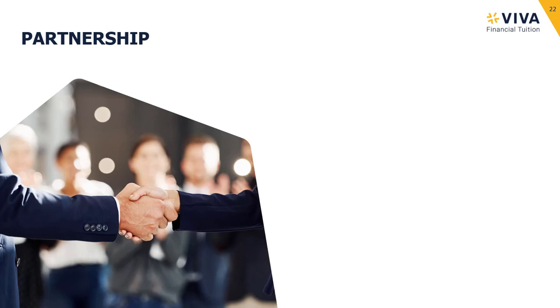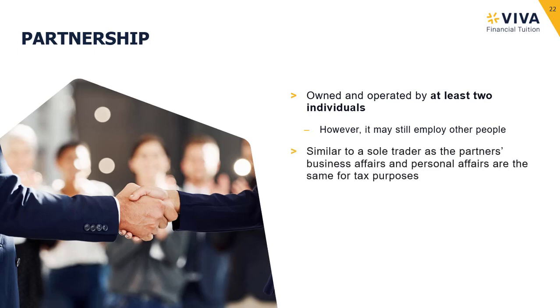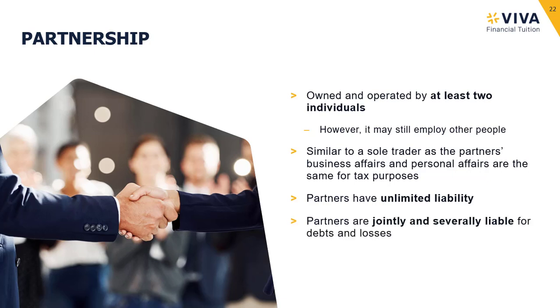If we compare that with a partnership, there's not a lot of difference. A partnership is more than one person owning and operating a business, but the manager and the owner are the same, or the managers and the owners are the same. They can still employ other people. Very similar to a sole trader, the partners' business affairs and tax affairs are the same for tax purposes. Partners have unlimited liability. They can spread the liability between the owners, but each partner is still individually, jointly and severally liable for all of the debts and losses.